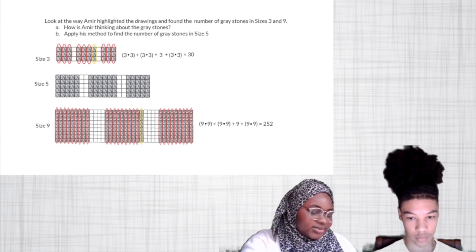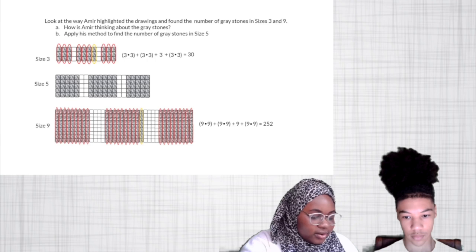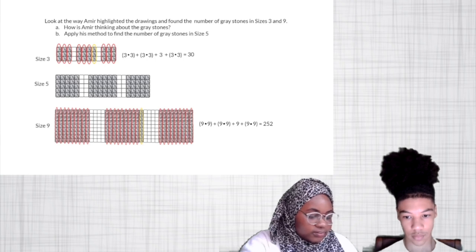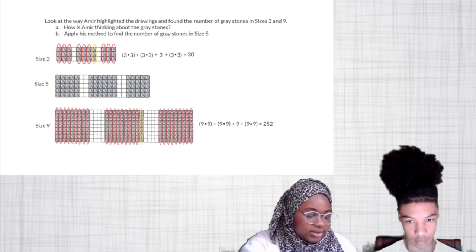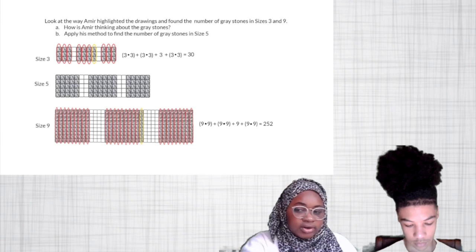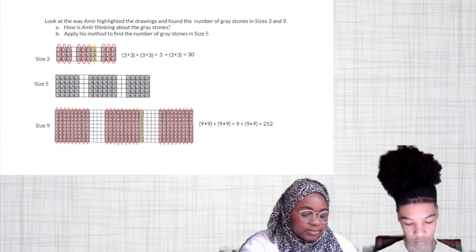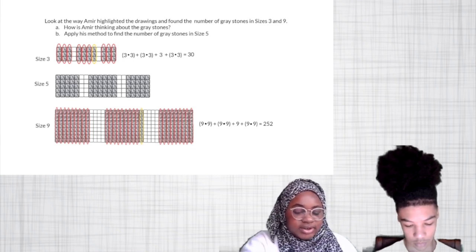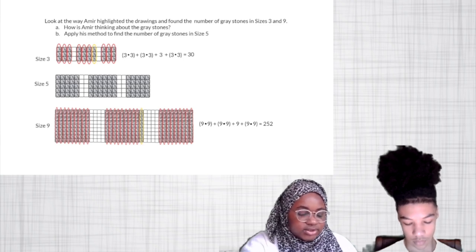So what I noticed is that he multiplied by 3, so the box 3 times 3, and he did that 3 times, and then the box here we said that had 4 in it, he just added a 3 again, which is kind of like adding 1 to get 4. Instead he just added 3.